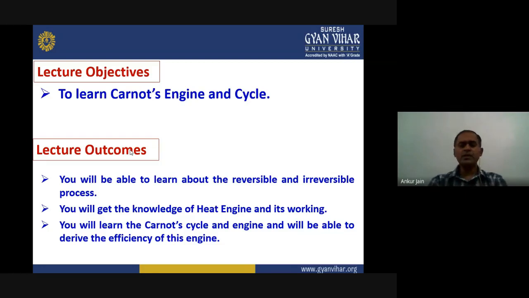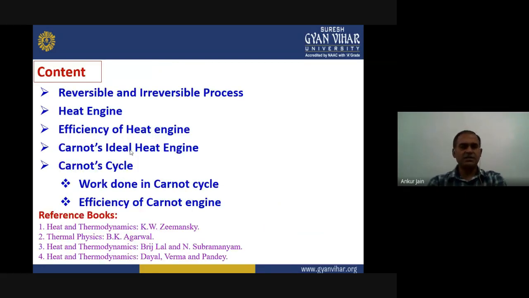To achieve these objectives, the lecture is divided into several contents. The first one is reversible and irreversible processes. We will define them, and we will define the conditions for each process. Then second, we will learn about the heat engine. The third is the efficiency of a heat engine. We will calculate the efficiency of a normal heat engine, and then we will introduce Carnot's ideal heat engine.